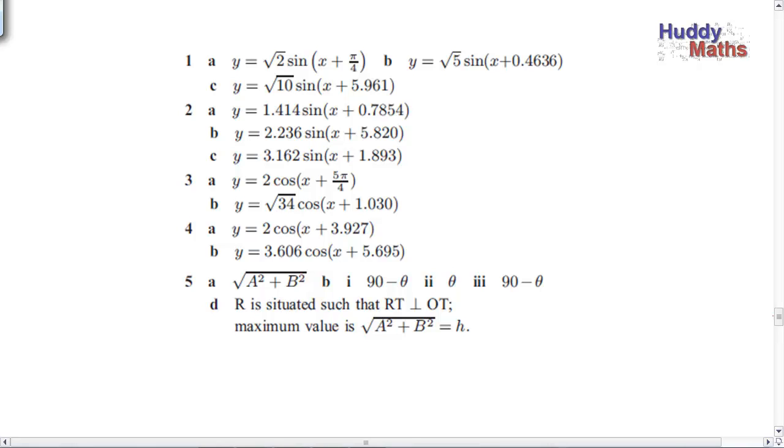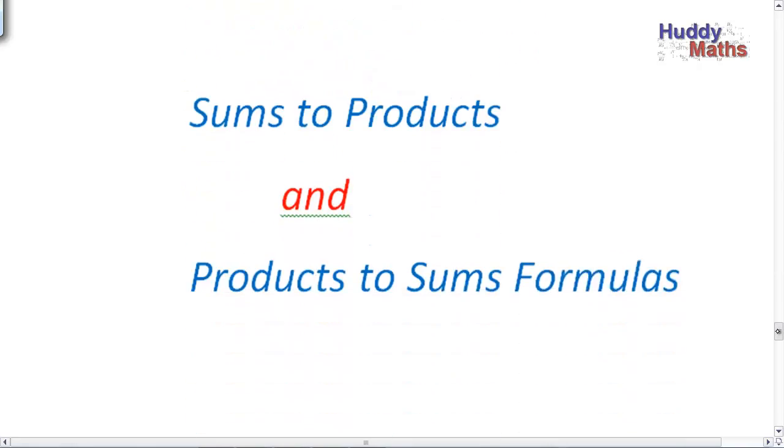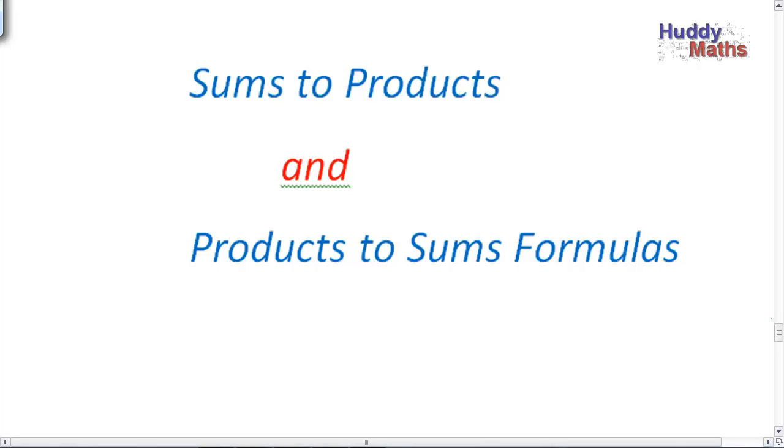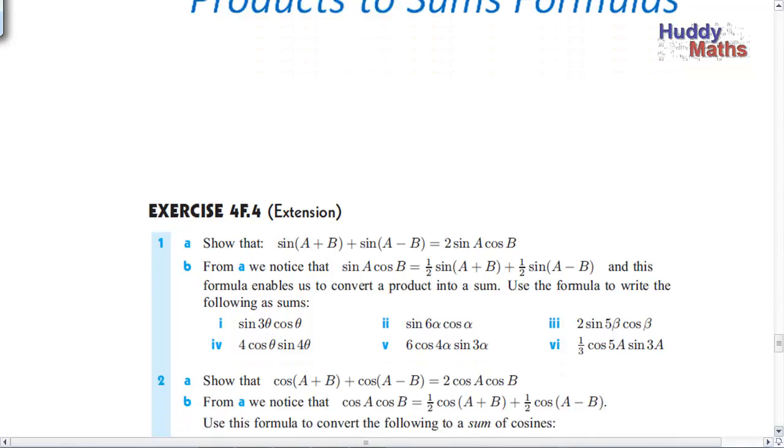Let's have a look at the last little bit now, and these are very powerful. We don't use these as much as we would the others, but sums to products and products to sums are useful in doing some work in calculus later on. You just have to stick with me there because I can't actually show you that until we've done some calculus. Let's go on and have a look at what these formulas do.